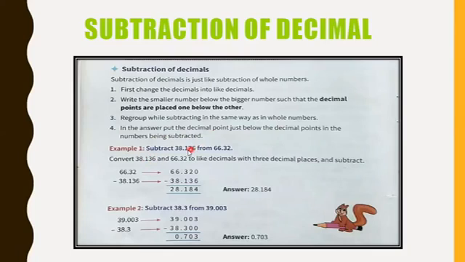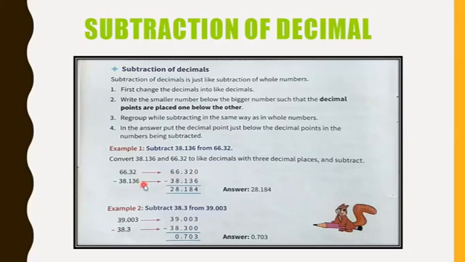So now see the example. Subtract 38.136 from 66.32. In this, normally you know that in subtraction we subtract the smaller number from the bigger number. So first you have to write this number, then the small number. Here also, the same as we have done in addition, first you should convert it to like decimals. Convert 38.136 and 66.32 to like decimals with 3 decimal places and subtract. If you observe, after the point 3 digits are there, and in the next one after the point only 2 digits are there. So now you should convert it to a like decimal.